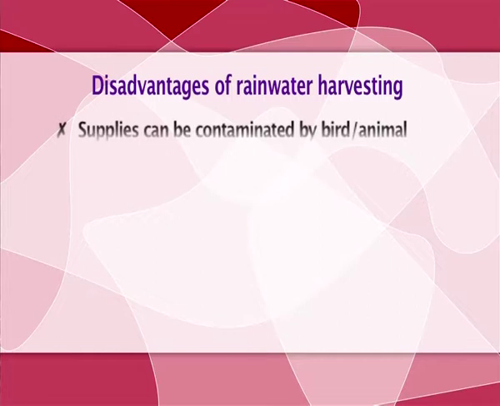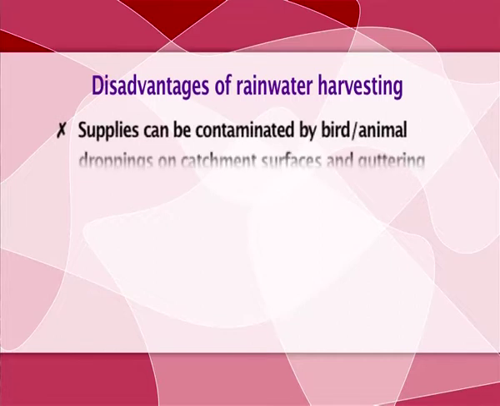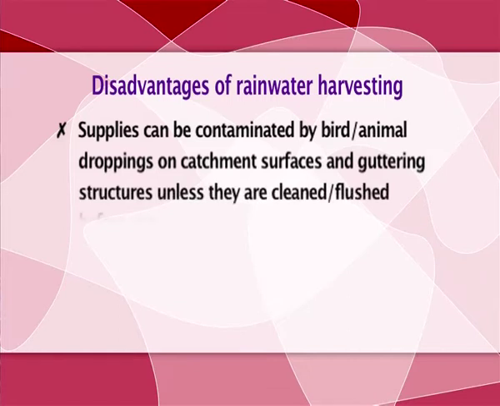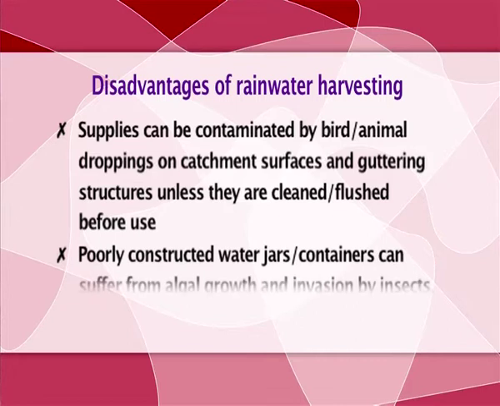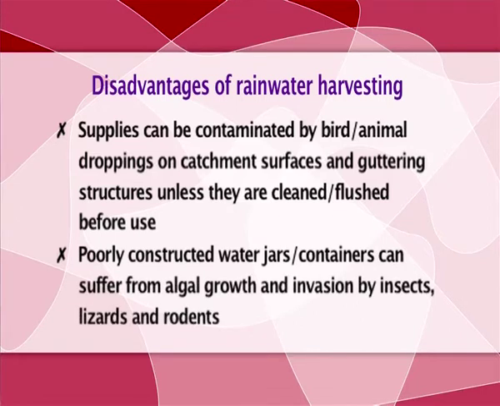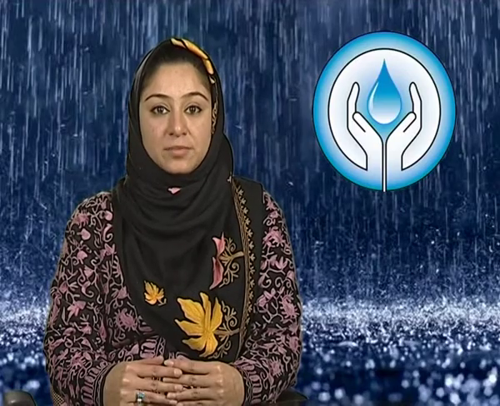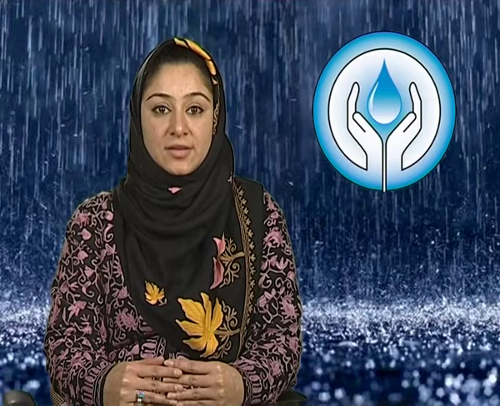Now, the disadvantages of rainwater harvesting. Supplies can be contaminated by bird and animal droppings on catchment surfaces and guttering structures unless they are cleaned and flushed before use. Secondly, poorly constructed water jars or containers can suffer from algal growth and invasion by insects, lizards and rodents. They can act as a breeding ground for disease vectors if they are not properly maintained.